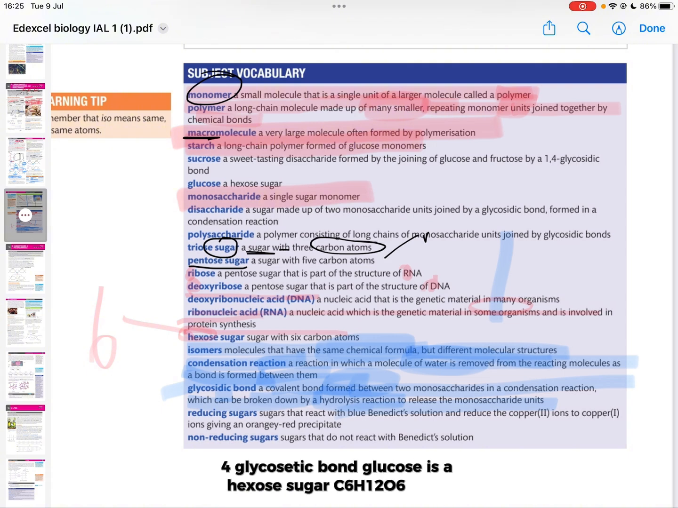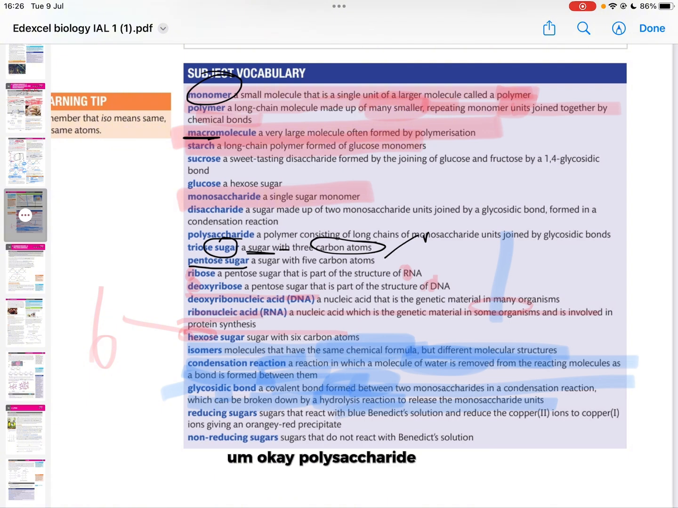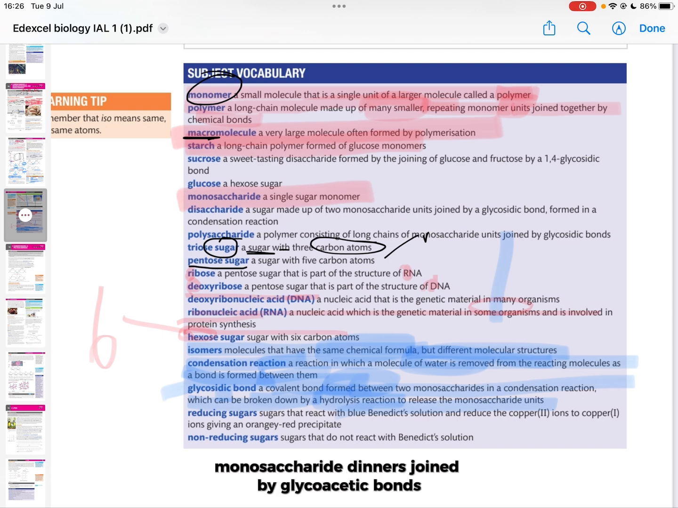Glucose is a hexose sugar, C6H12O6, so C6, six carbons, so a hexose monosaccharide, a single sugar monomer. Disaccharide means two, so it's made of two monosaccharide units joined together by a glycosidic bond formed in a condensation reaction. Condensation reaction means the removal of water. Polysaccharide is a polymer consisting of long chains of monosaccharide units joined by glycosidic bonds.